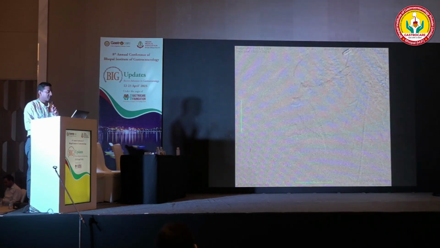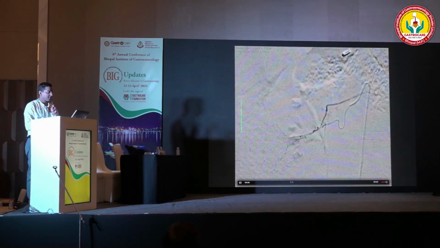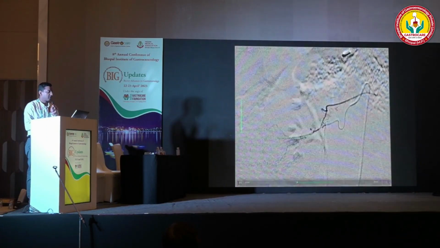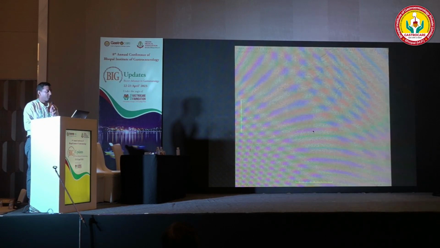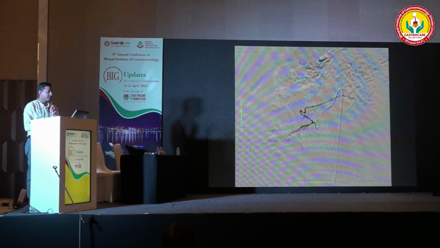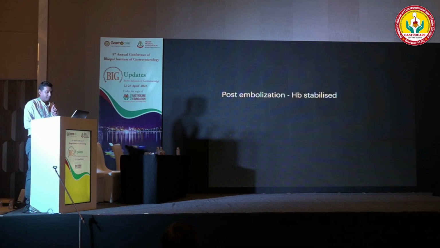We took this patient up again for embolization. What we could see was a small aneurysm originating from one of the mesocolic branches of the SMA. This is the still image showing the pseudoaneurysm from the mesocolic branch. We embolized it with the help of PVA particles, and finally the aneurysm is completely occluded. Post-embolization, the patient's hemoglobin stabilized.